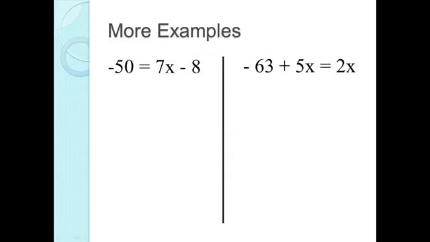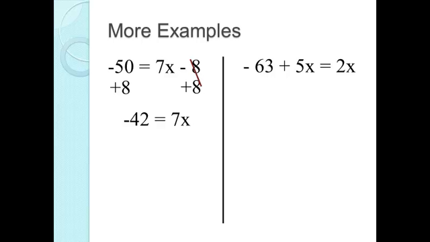Let's look at some more examples. In the first example, we need to get the numbers on the same side of the equal sign, so we will move the negative 8 to the other side. In order to move a negative 8, we will add positive 8 to both sides. On the right-hand side, negative 8 and positive 8 will cancel. On the left-hand side, negative 50 plus 8 gives us negative 42. We are left with the equation negative 42 equals 7x.